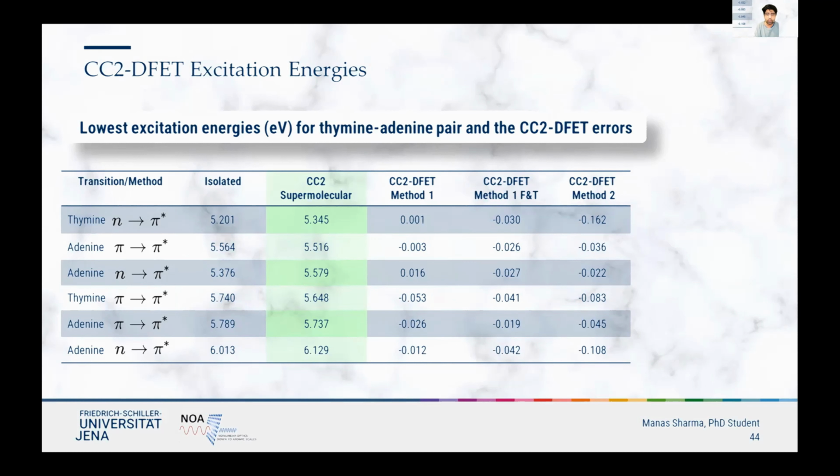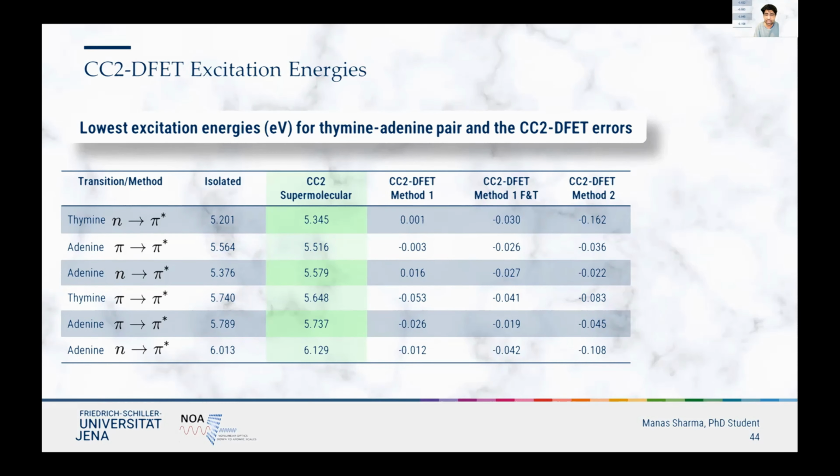while with freeze and thaw, the errors for each of the excitations are slightly larger, but still the maximum error is just like 0.042 electron volt. The method 2, similar to before, is actually the worst out of all these. And also, one very interesting thing that this embedding is able to do is, in the supermolecular calculation, the second and third excitations corresponding to adenine pi to pi star and adenine n to pi star are, the DFT is able to predict the order of the excitations correctly, same as the supermolecular calculations.